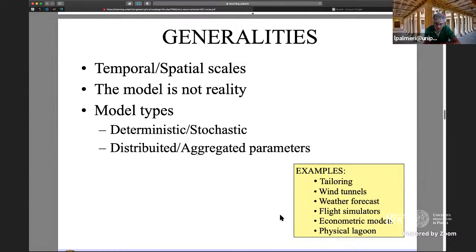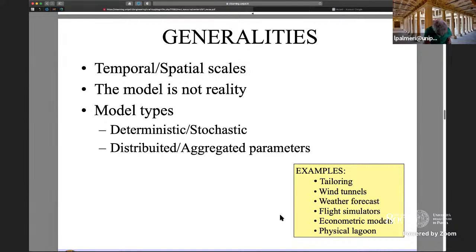Okay, let's see if I can wake your interest. Let's start with some generalities concerning mathematical models. These are very general concepts applying to all mathematical models, and in particular also to models used to describe environmental real systems. The first issue a mathematical modeler deals with is that of the scales.